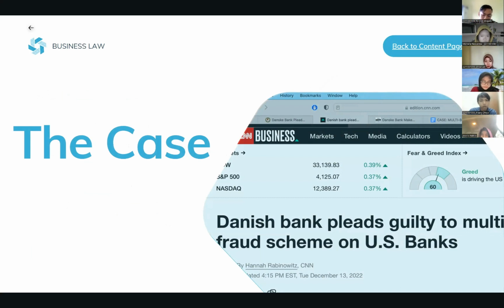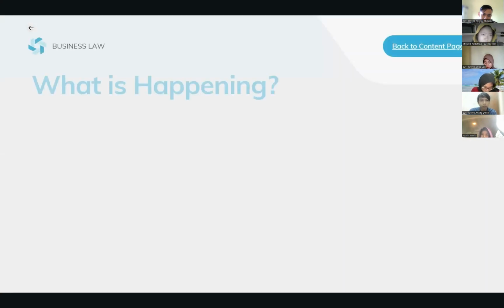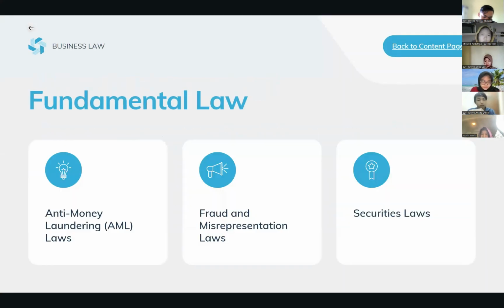Therefore, for the most up-to-date and comprehensive information on the case, it is recommended to refer to reliable news sources, official reports, and legal publications that provide in-depth coverage of the Danske Bank fraud scheme. Thank you. So for the fundamental law that was violated in this case, it would depend on the jurisdiction in which the fraud occurred and the specific details of the case. However, here are some general laws and articles that are commonly associated with fraud cases.